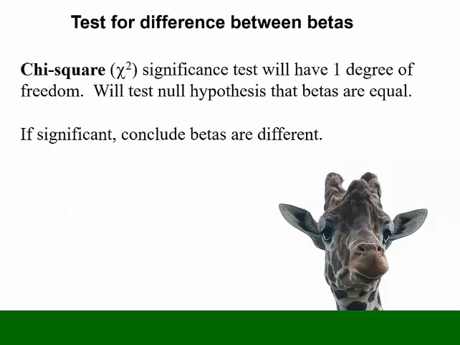And again, your final result is simply we're going to look at that chi-square difference test, which will have 1 degree of freedom, and it's testing the null hypothesis that the betas are equal. So if you have a significant chi-square, you need to reject that null hypothesis and conclude that your betas are different from each other, and that is what we're looking for in terms of demonstrating discriminant validity for your variable. So if significant, conclude the betas are different and that you have different effects for each of those two variables. And that is everything for Unit 10.